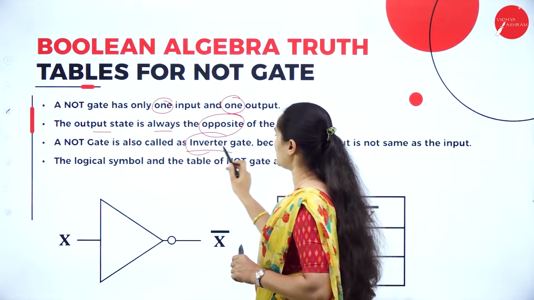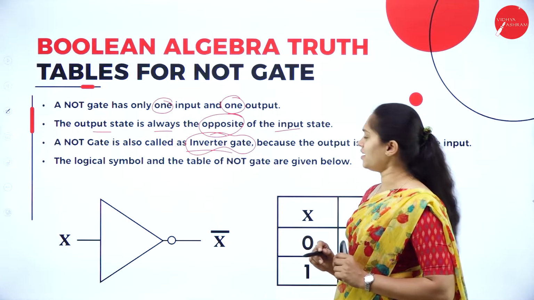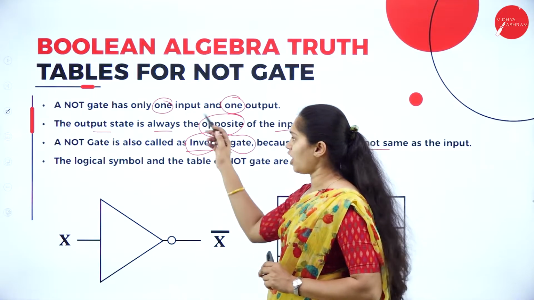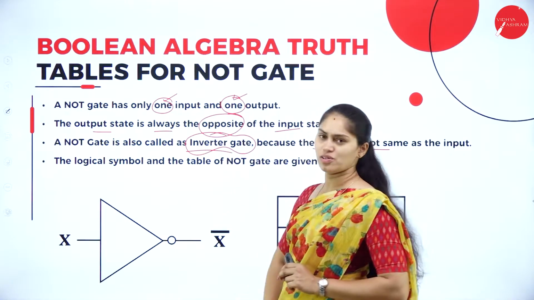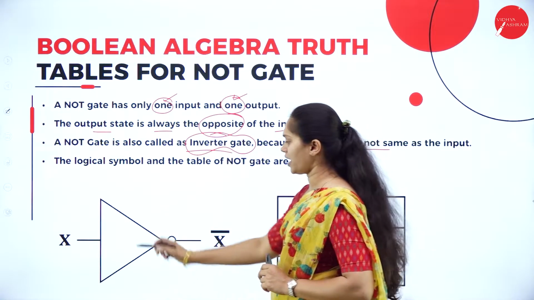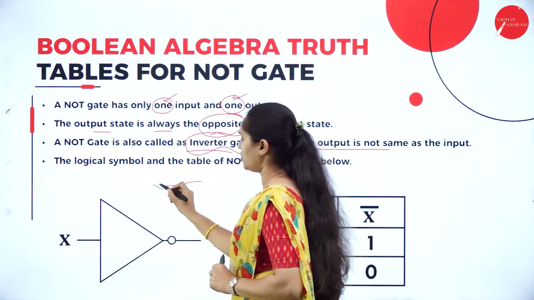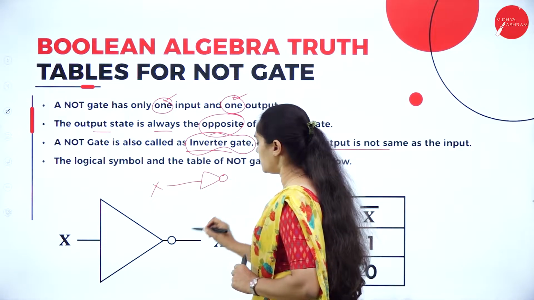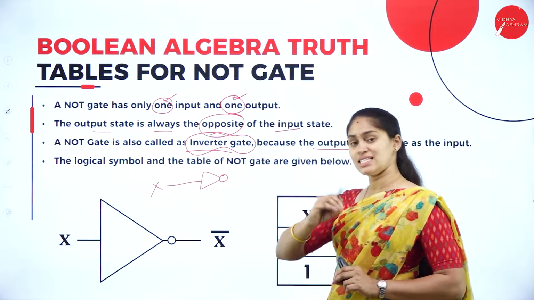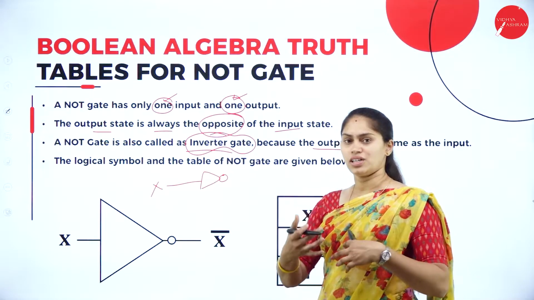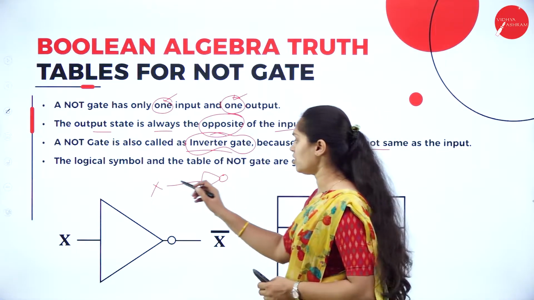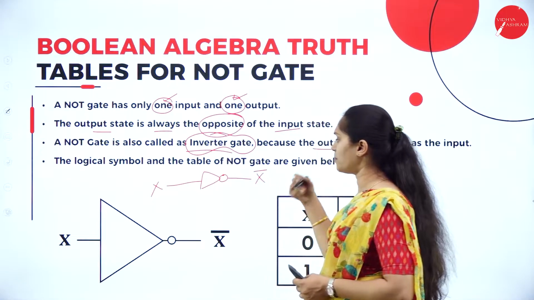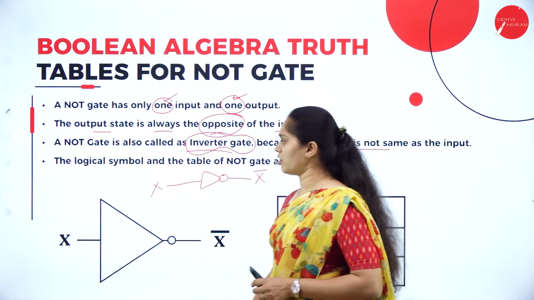That's why we are calling this NOT gate an inverter gate, because the output is not at all the same as the input. Then how many inputs will it take? 1, and it produces only one output. So here you can see this is my input X, and this is the symbol we are going to use. This bubble shows that it is inverting, that is, opposite to the input. So if X is my input, then X complement or X bar is my output. This is the logical symbol.